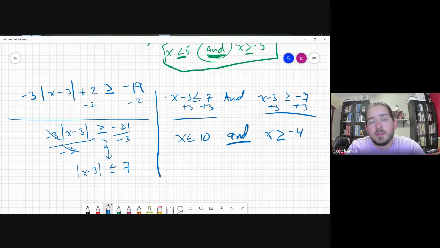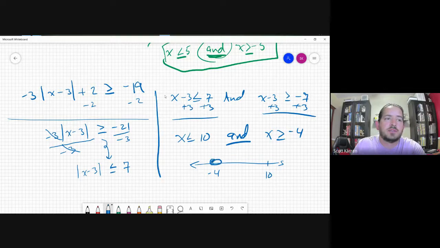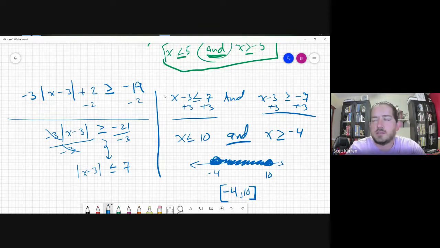And there we have it. If I graph this out, x has to be greater than or equal to -4, but it also has to be less than or equal to 10. It's an inclusive inequality. And so it's all of those numbers between -4 and 10, which is written as -4 to 10 in brackets.